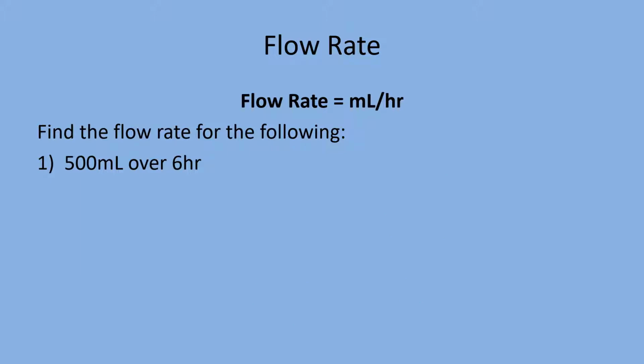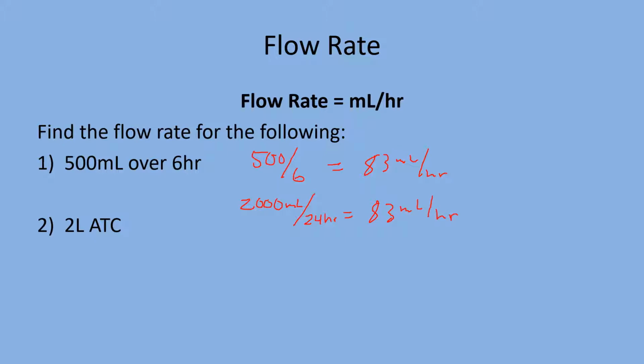Let's do a couple more. Let's do 500 divided by 6. What do you get? 83 mLs per hour. How about 2 liters ATC? 2,000. How many hours around the clock? 24 hours. The same? 2,000 divided by 24. Yeah, it's the same. Let's do one more.